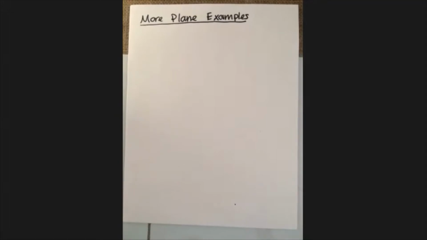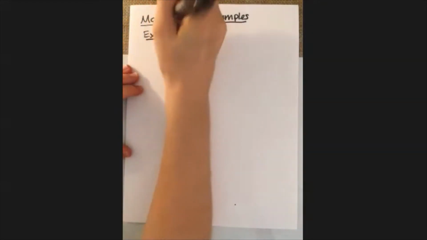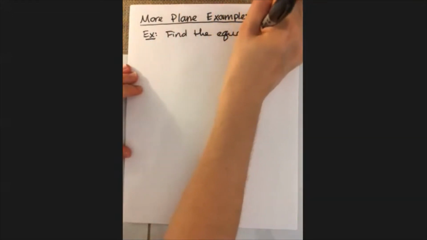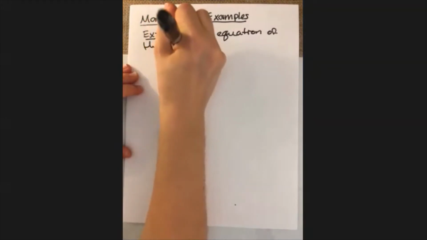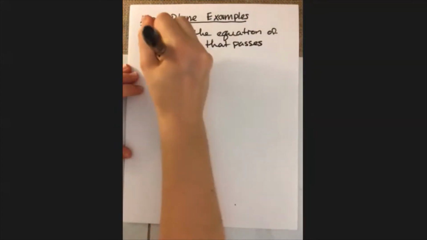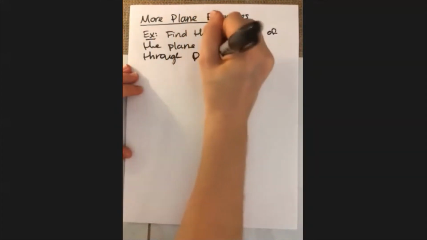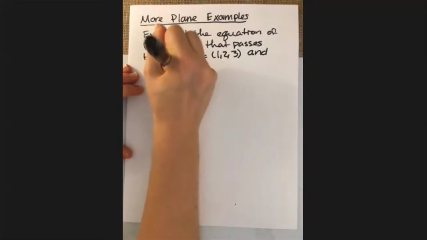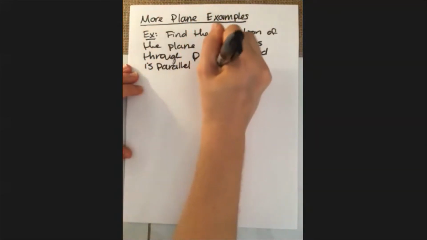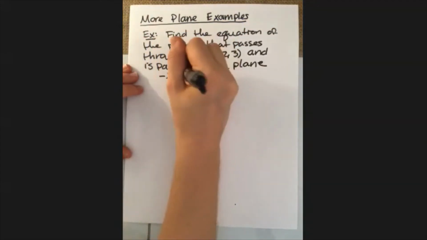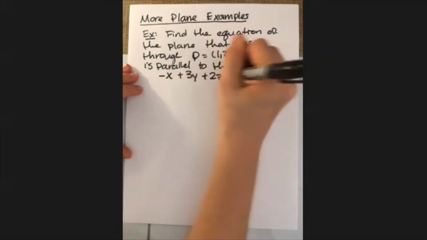In this video, we're going to go over a couple more examples working with planes that are a little bit more involved. For our first example, we are going to find the equation of a plane that passes through the point P equals (1, 2, 3), and is parallel to the plane negative x plus 3y plus 2z is equal to 4.